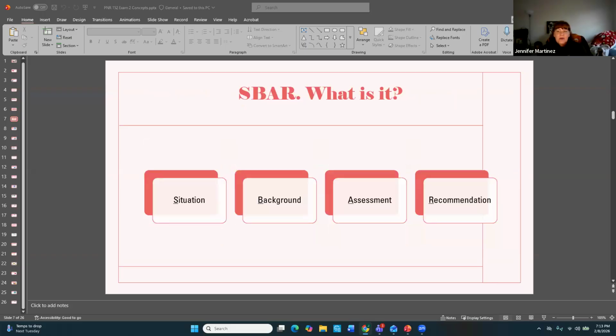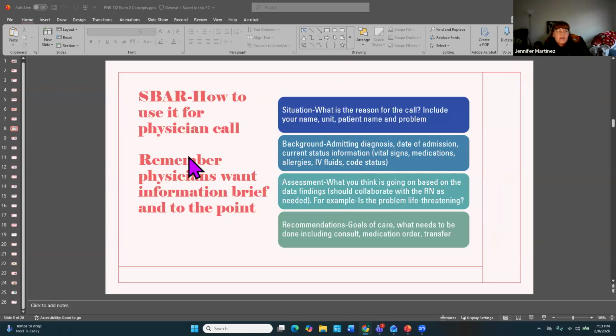And then we have our S-bar. So S-bar, I'm sure everybody's heard of this before. S-bar is situation, background, assessment, and recommendation. So how to use it for a provider call.